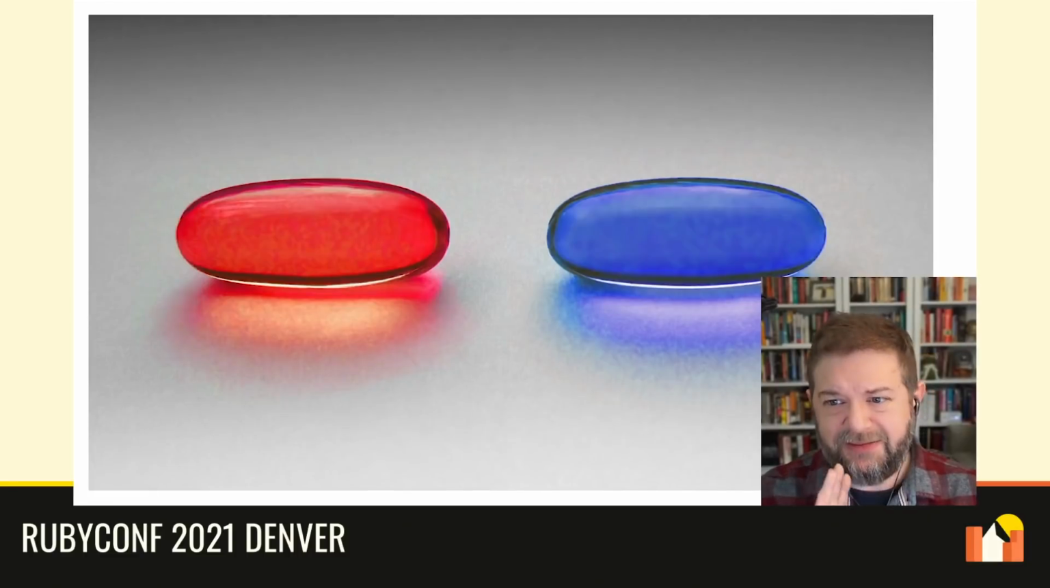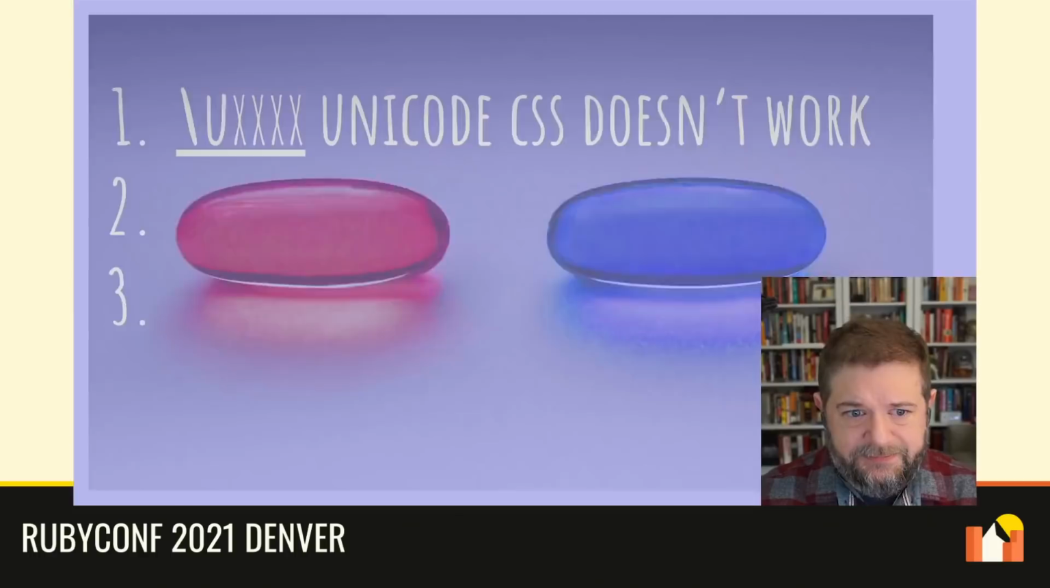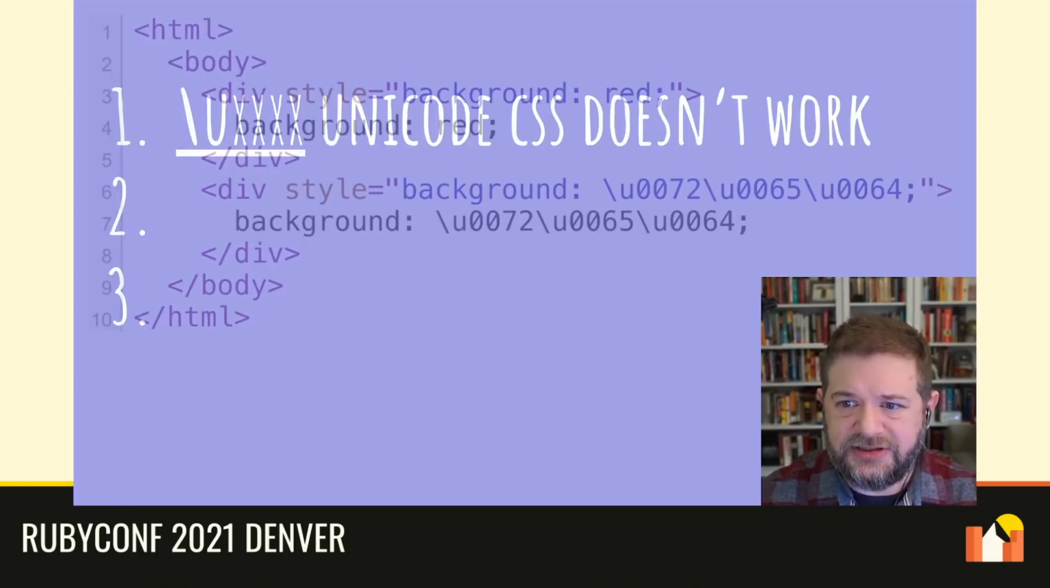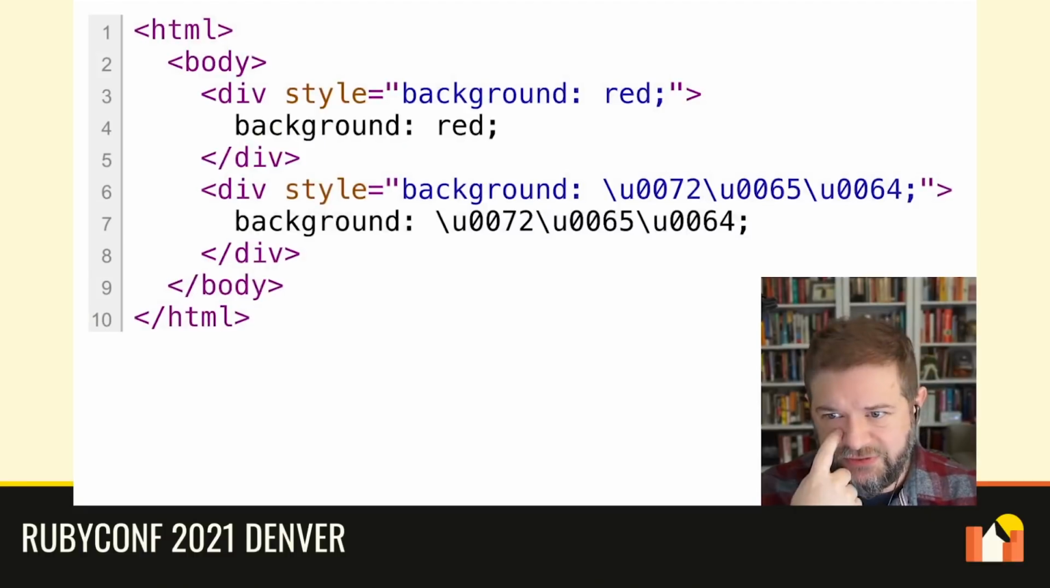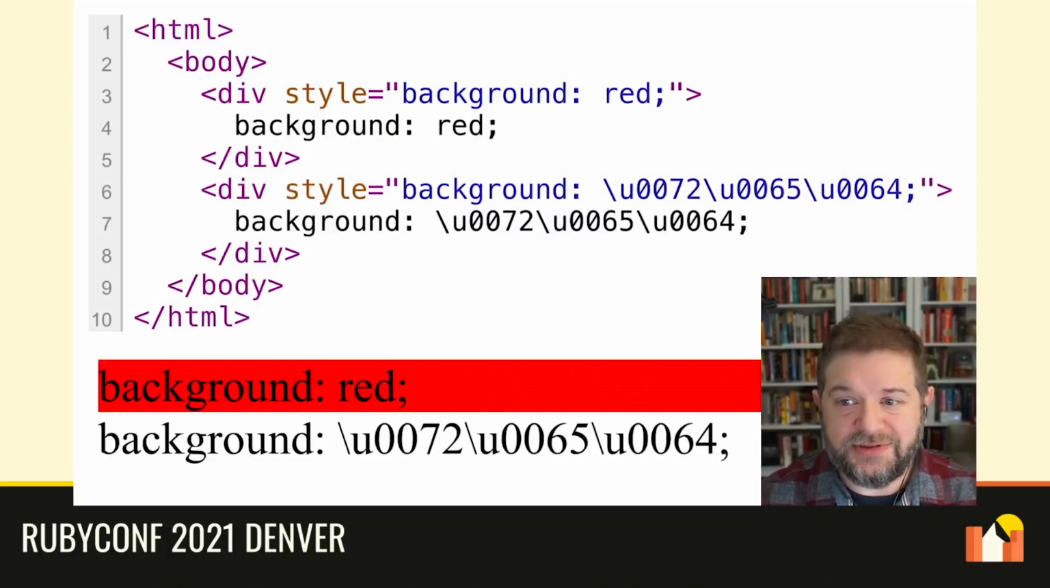So I have a decision to make. I can take the blue pill. I can just fix the encoding and fix the syntax errors in this test and move on with my life. But there are a couple of things that are making me really nervous about doing that. Number one, \u hex doesn't work in CSS. If I print out 2 divs, one background red and one background red encoded in Unicode, one works and one doesn't. So it's not like valid CSS.